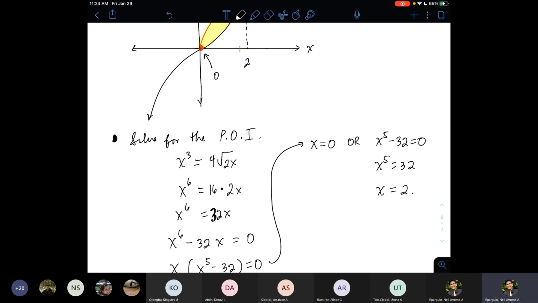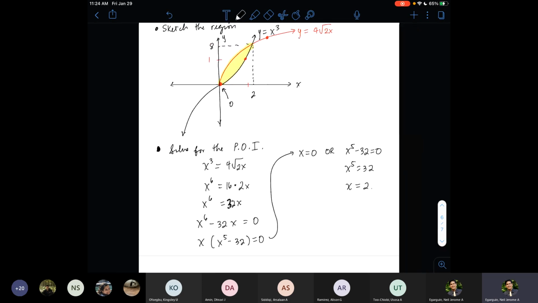Okay, thank you, Muriel. You caught that. All right, so now we know the points of intersection. And then let's try setting up the area using integrals. Well, let's try using a vertical strip.